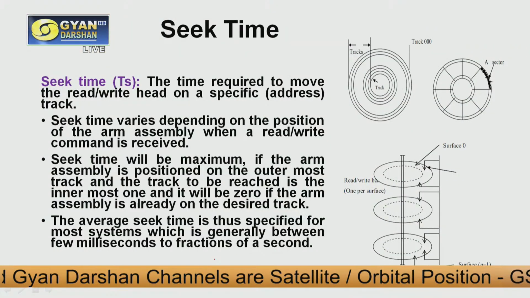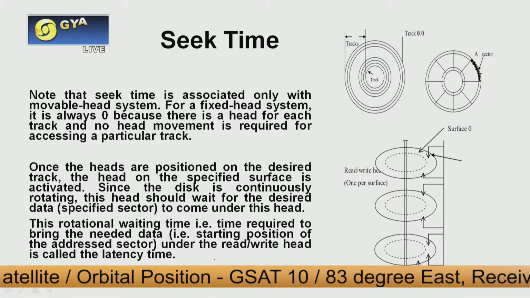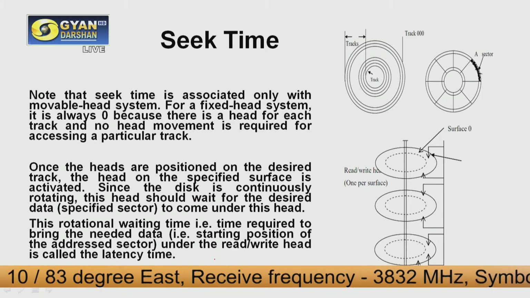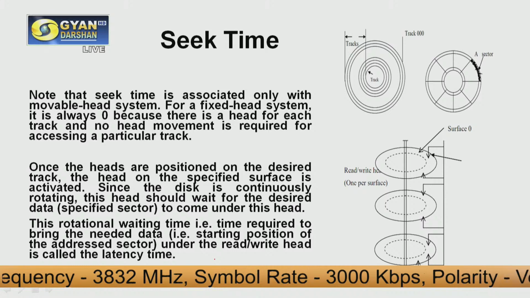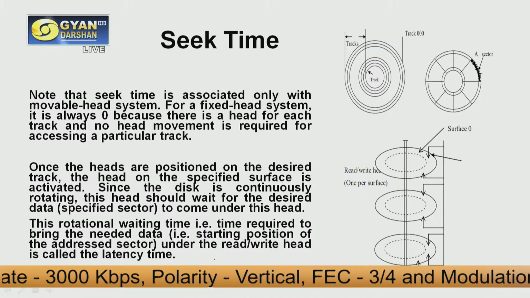And after that, we are going to understand that this seek time is only associated with the hard disk where there is a movable head system. When there is a fixed head system, the seek time is 0. Because we have multiple read and write heads, and we need to activate one particular read and write head for accessing the data on a particular track. So there is no need to move the head from one place to another, that is, from inside to outside or outside to inside.